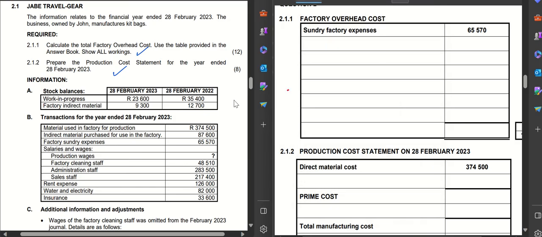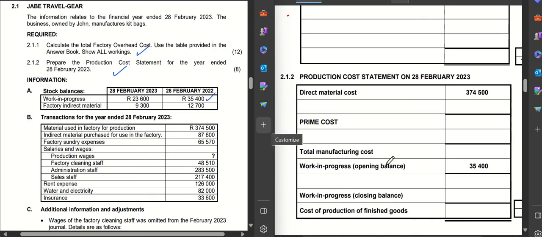Let's begin. We are given here work in progress at the beginning. So that means that comes to my production cost statement, and there it was given. I was also given work in progress at the end. I know when I come to work in progress closing, I should put it in brackets. That is my 23,600 over there in brackets.